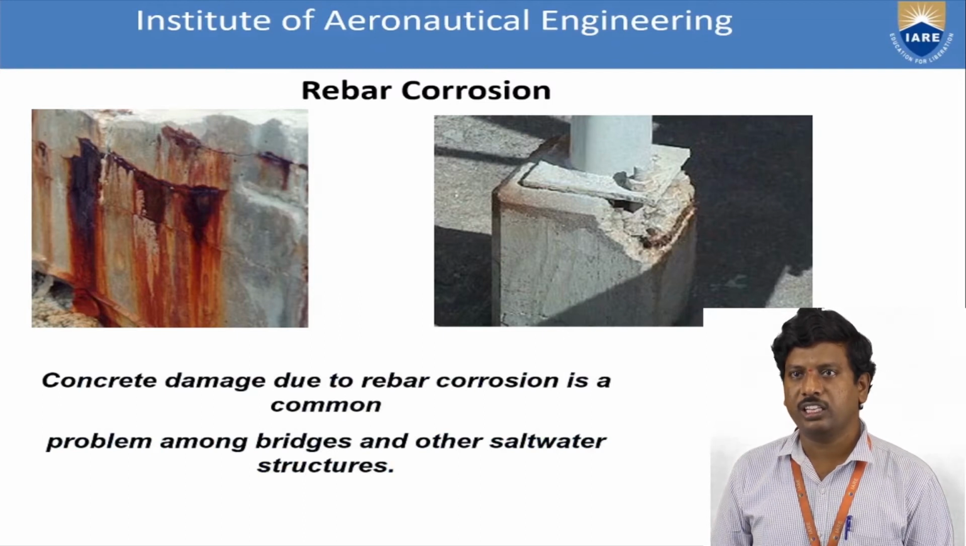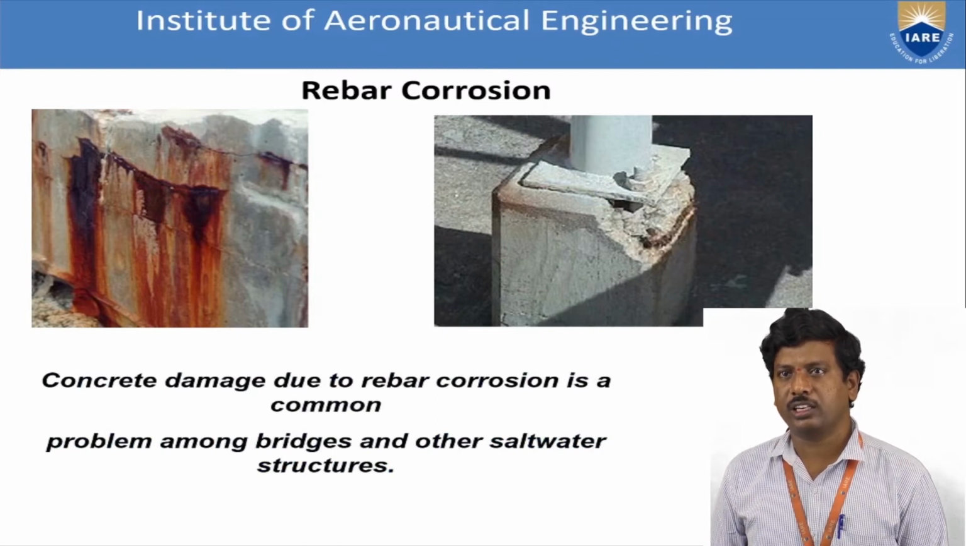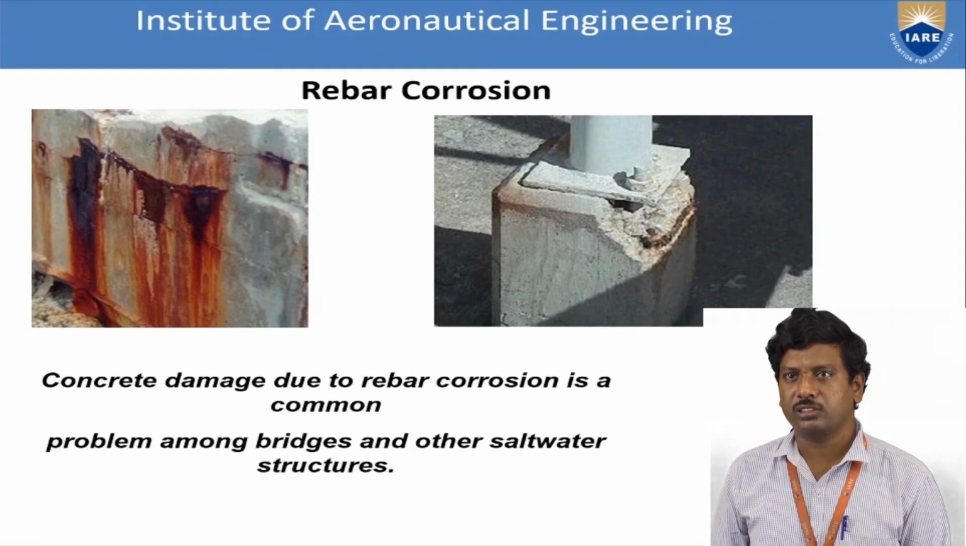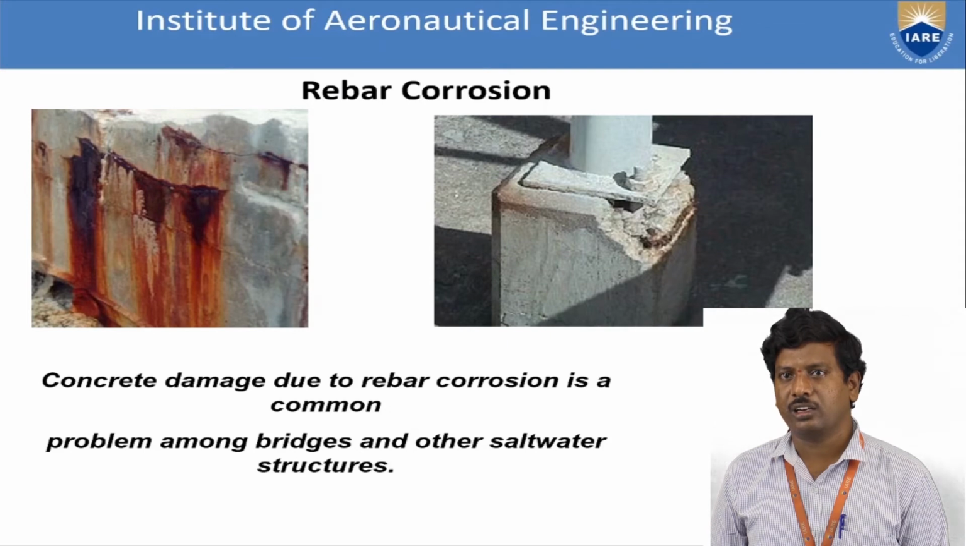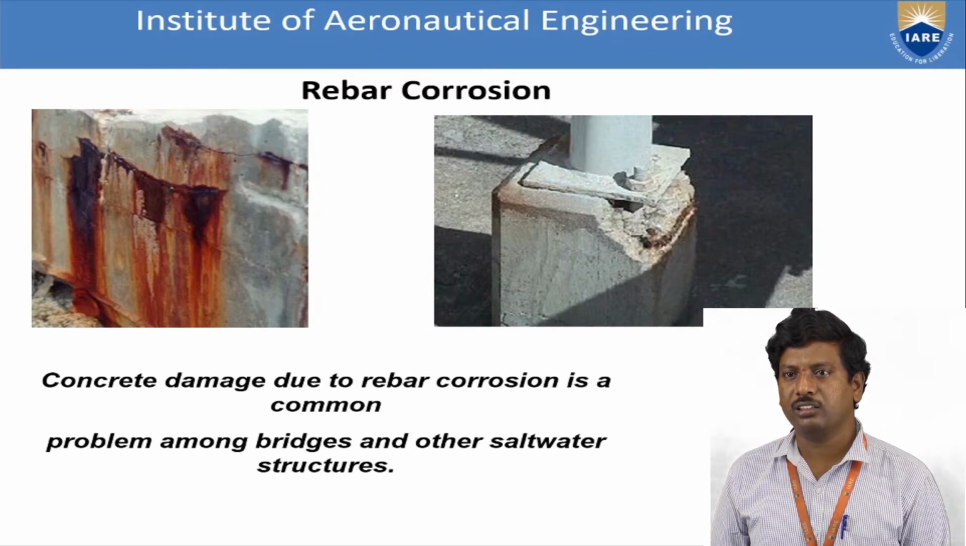So the next one is another type of corrosion, nothing but rebar corrosion. It is the second type of corrosion. Concrete damage due to rebar corrosion is a common problem among bridges and other saltwater structures. Because of the salt present in the water, which acts as an electrolyte, corrosion rapidly takes place.